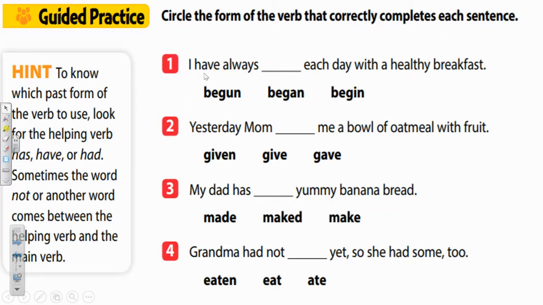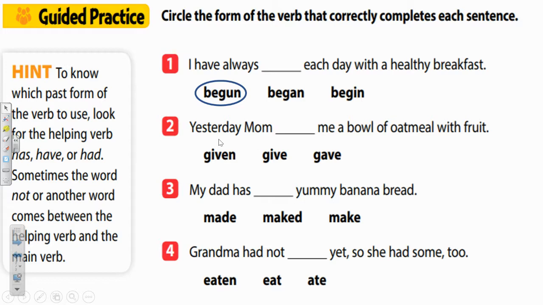Number 1. I have always blank each day with a healthy breakfast. There's that helping verb have. I have always begun. I have always began. I have always begin. Yeah, it's begun. Great.